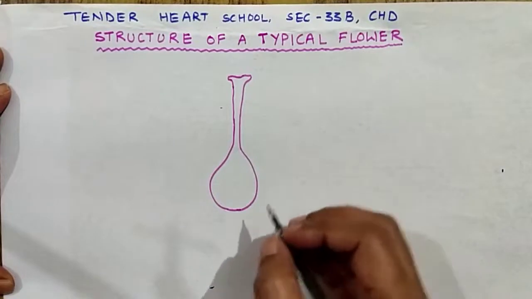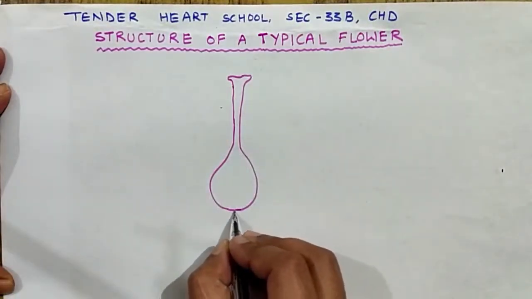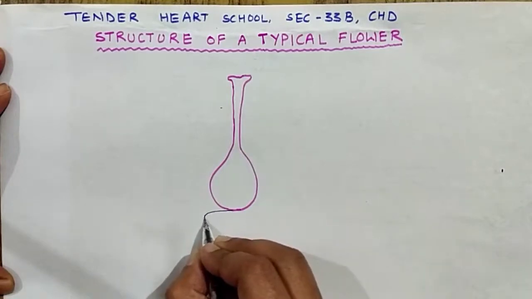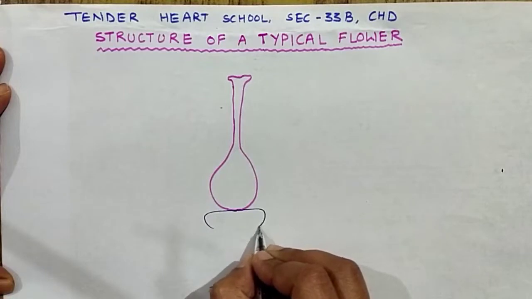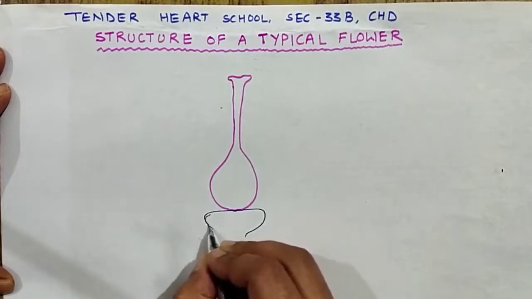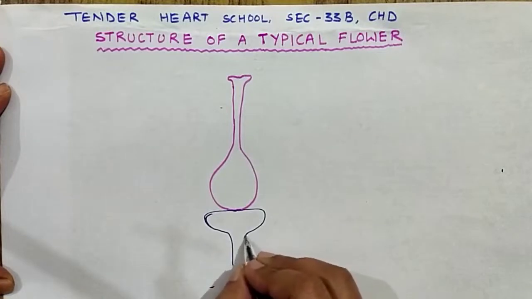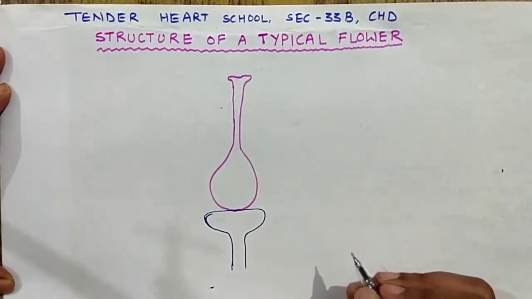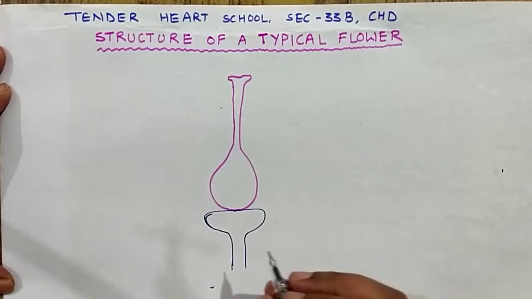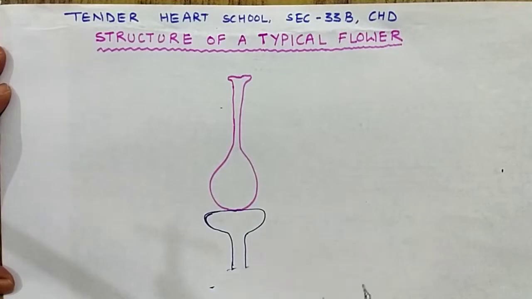Now let us draw the thalamus below it. Thalamus, or the receptacle, on which all other parts of a flower are born. So this is thalamus and the pedicel.